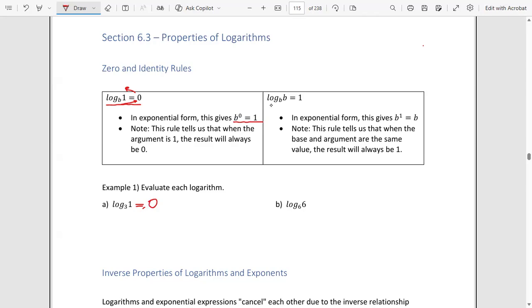Identity rule. The identity rule tells us that if you find a log of a number like b with the same base, log of b base b, log of 2 base 2, log of 3 base 3, log of 5 base 5, it is always equal to 1. That's why it's called the identity rule, because any number to the power of 1 is the same as itself. b to the first power is b. What is log of 6 base 6? It's just 1. Log of 7 base 7, just 1.